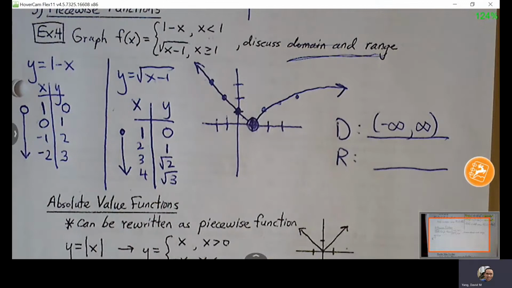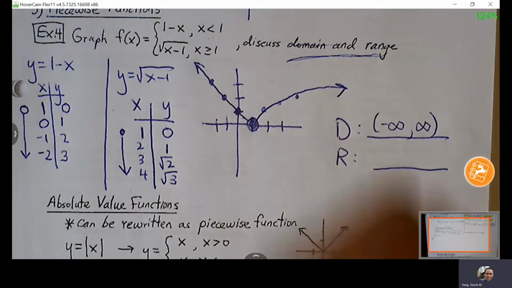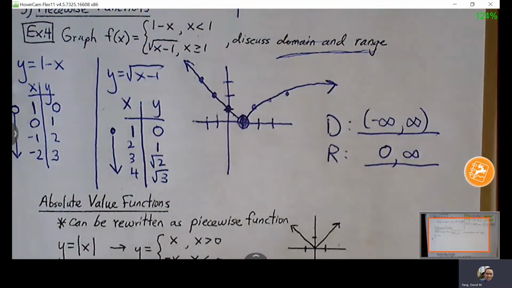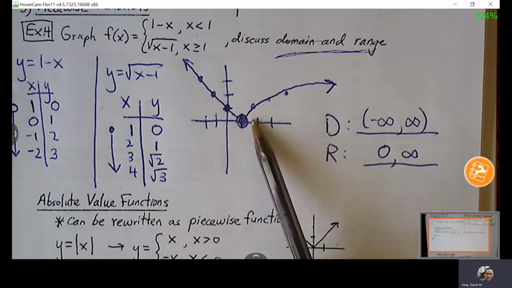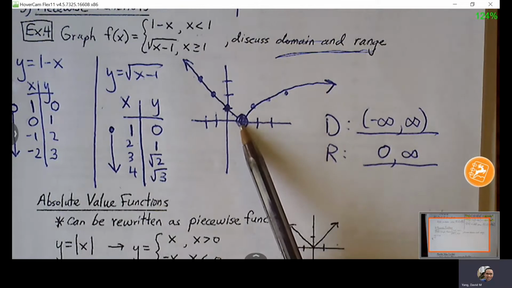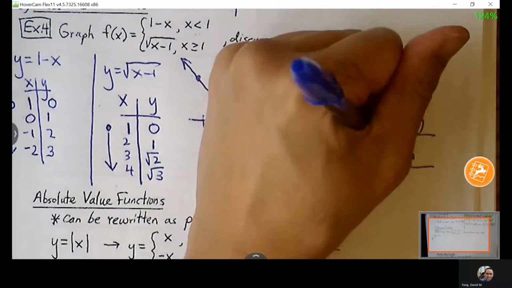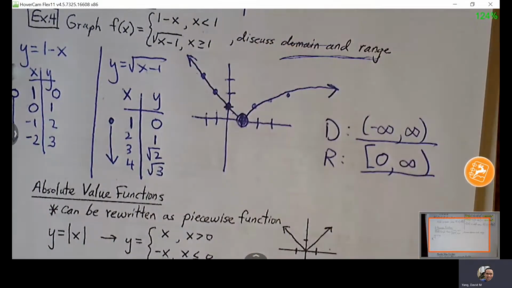So for domain, we're looking at the furthest left to the furthest right x value. For range, we want to look at the lowest to the highest y values, right? We want to start with the lowest y value that we see and move up to the highest y value. Okay, what do you think the range is? 0 to infinity. Okay. What do we put, brackets or parentheses? You see how this actually does hit a y value of 0, so we need to make sure we include it as part of our range. So bracket, parentheses.